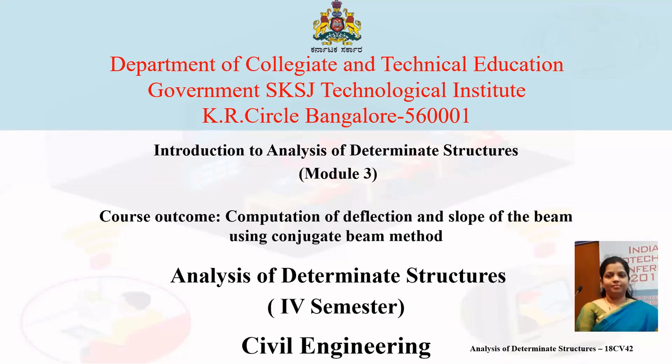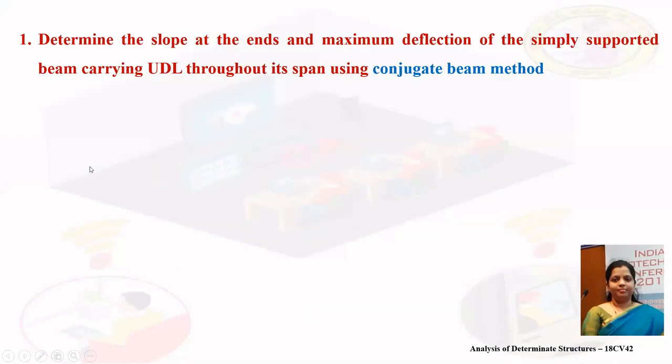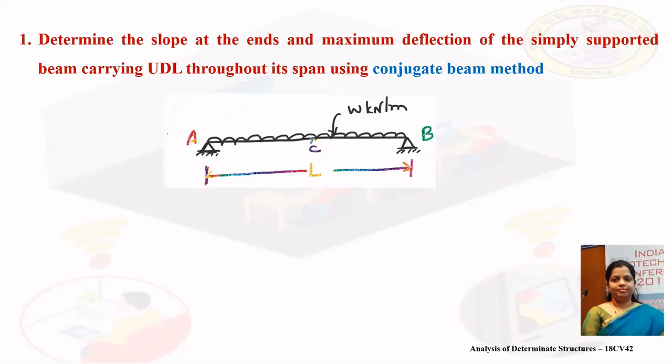Hello everyone. In this session, we will learn how to compute slope and deflection of the beam using the conjugate beam method. First, let me read out the problem. Determine the slope at the ends and maximum deflection of the simply supported beam carrying UDL throughout its span using the conjugate beam method. This is the simply supported beam loaded with W kilonewton per meter over the span L.